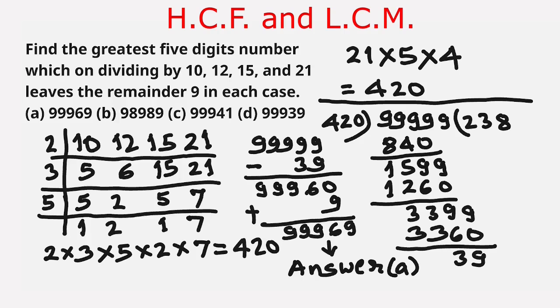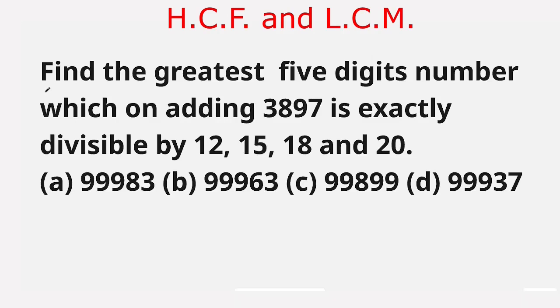We go to the next question. Our question is, find the greatest 5 digits number which on adding 3,897 is exactly divisible by 12, 15, 18 and 20. The given options are option A, 99,983, option B, 99,963, option C, 99,899, option D, 99,937.